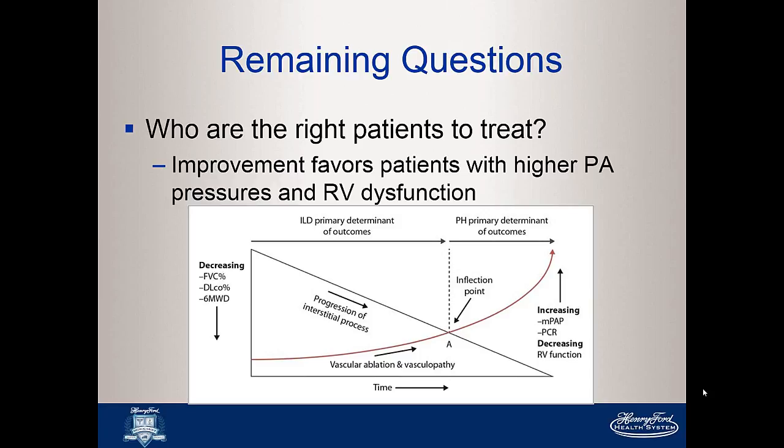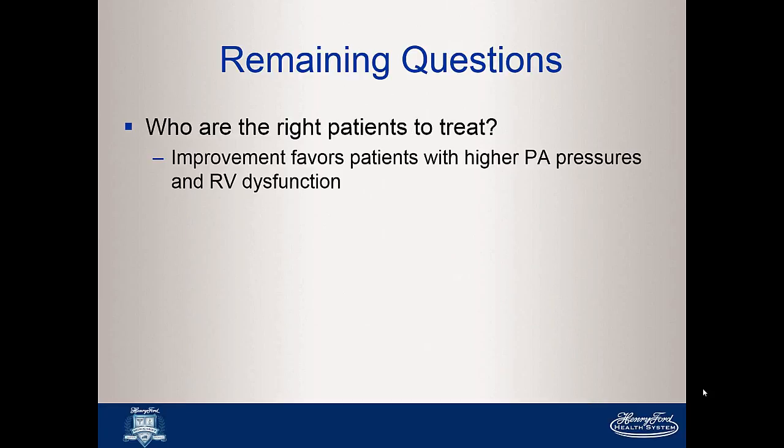So the questions we're left with in ILD are, who are the right patients to treat? Again, every patient has two diseases and they're their own moving targets. As they progress along a plane of ventilatory failure, do they have an adaptive or maladaptive pattern to that failure? And when do we find them in pump failure that can be treated? So finding the right patients is difficult. Improvement favors patients with higher PA pressures and RV dysfunction. And should we be treating these patients as a bridge to transplant?